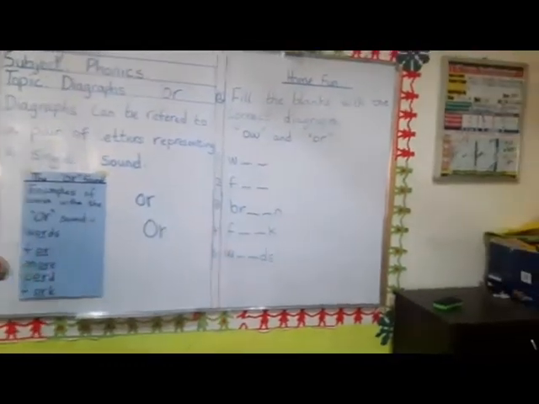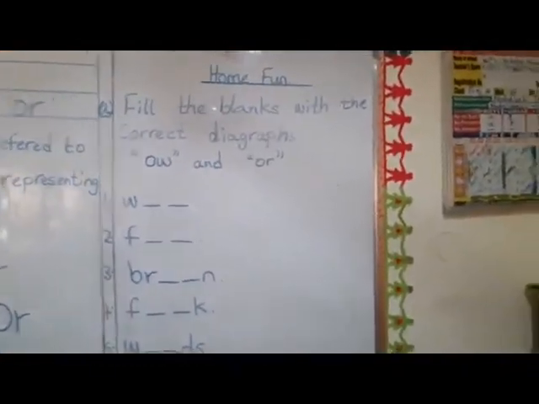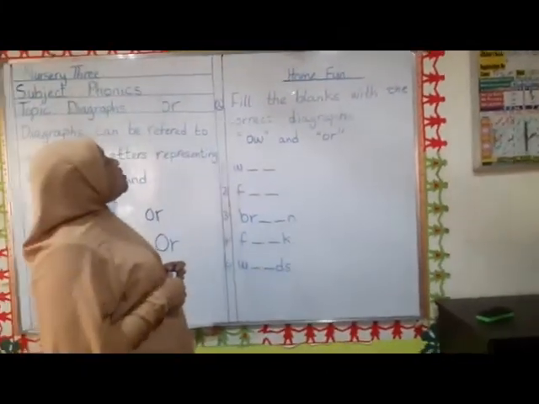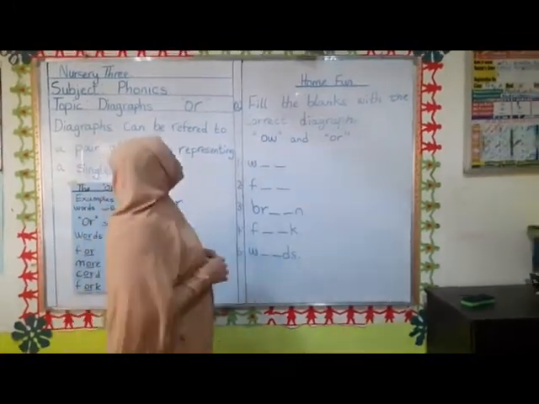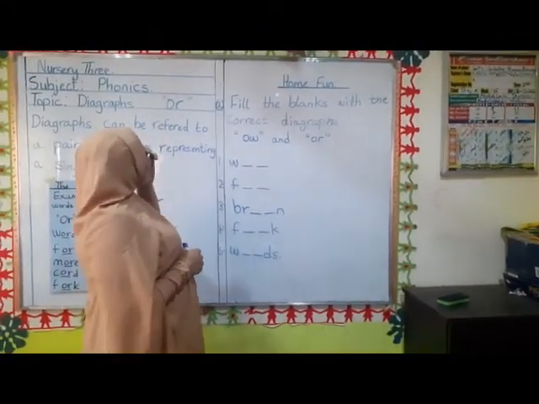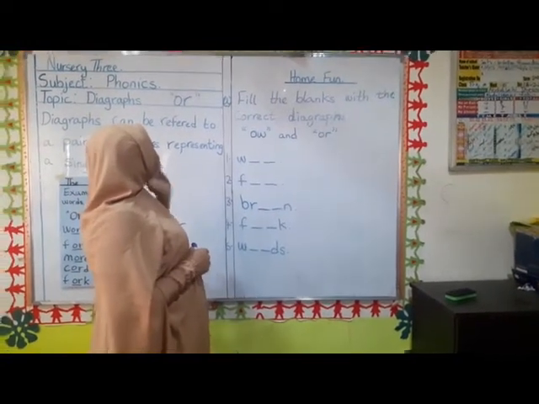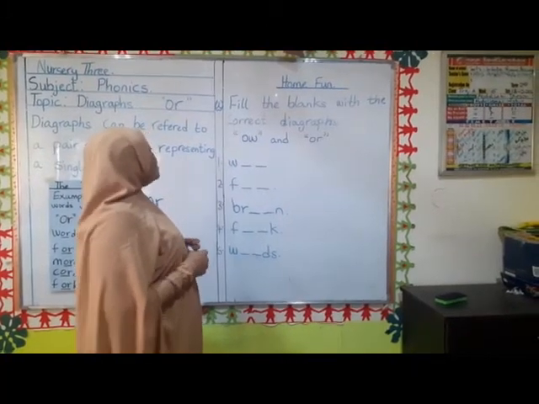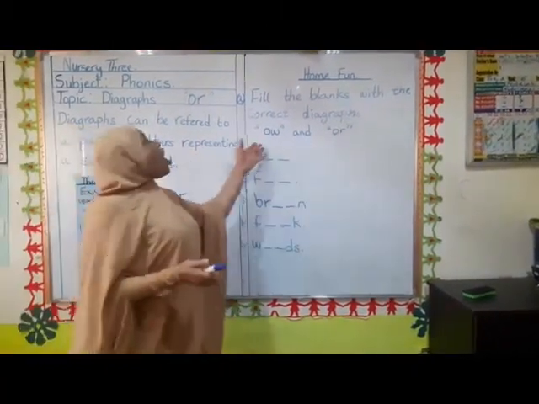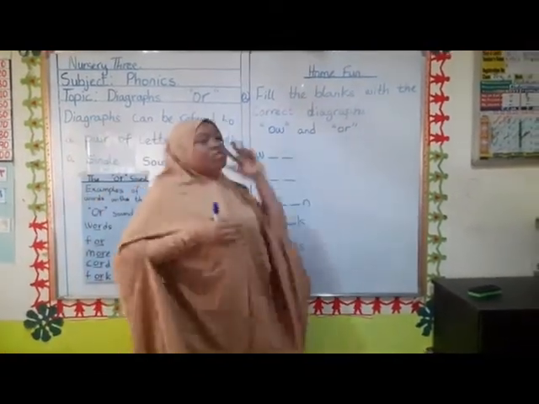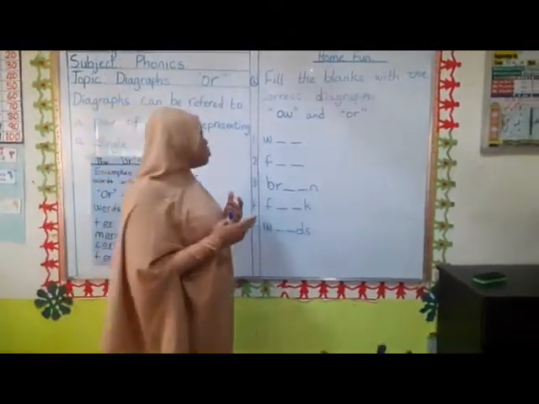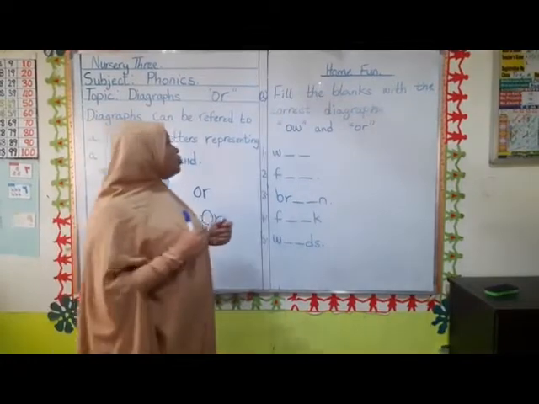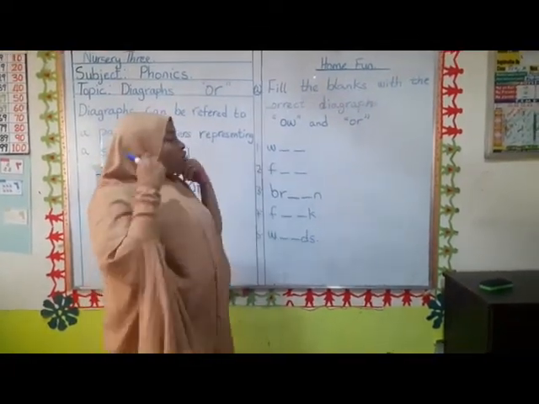So let's move to our homework. The homework is very, very simple. In fact, I can be sleeping and do it, and I know you can too, because I so much believe in you. The instruction says you should fill the blanks with the correct digraphs. If you look at the board, you have the O digraph and the R digraph. It might be confusing, but if you put your mind to it, I believe you will get it all correctly.